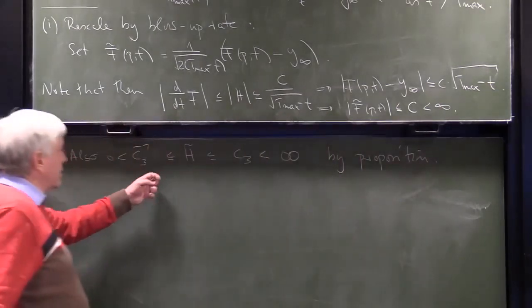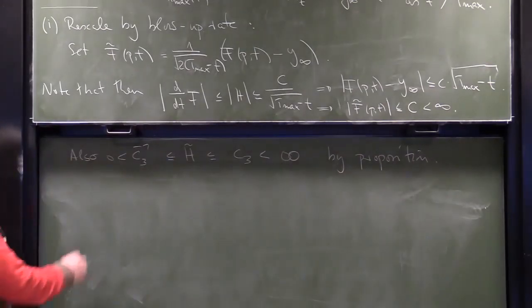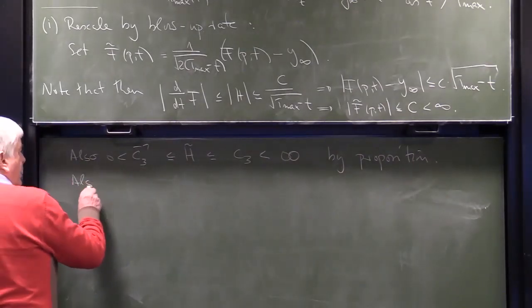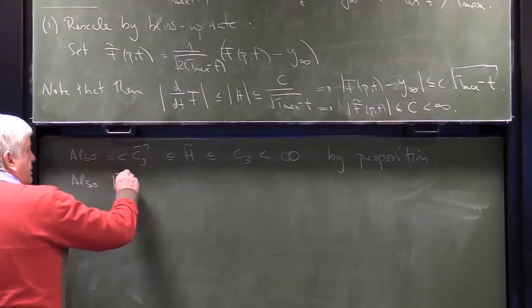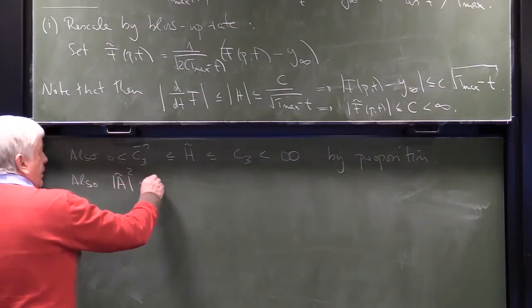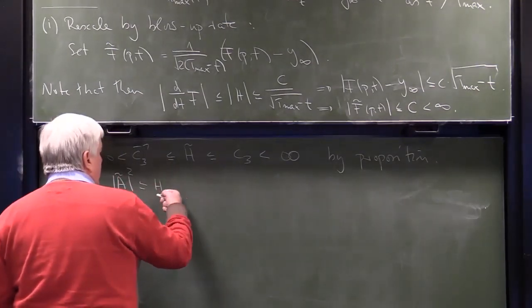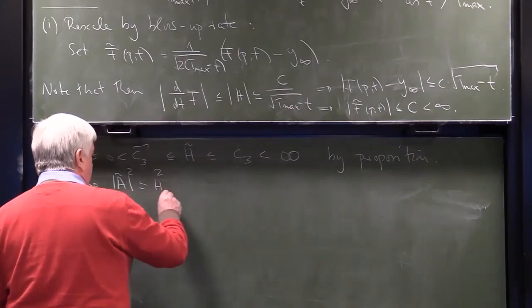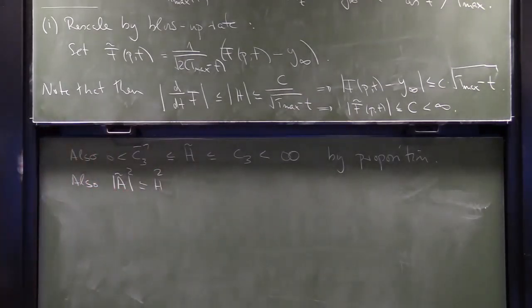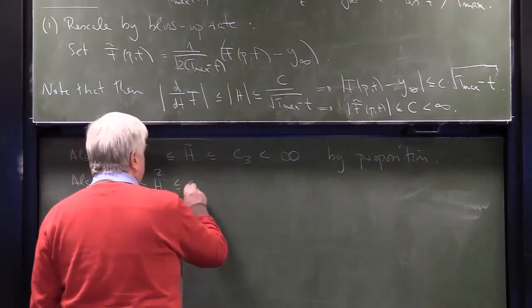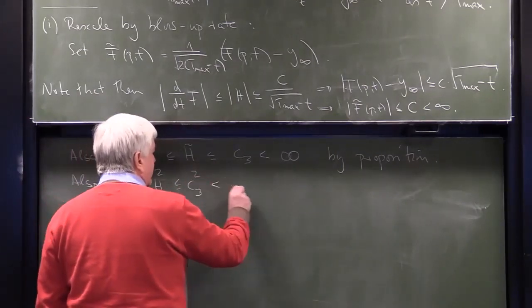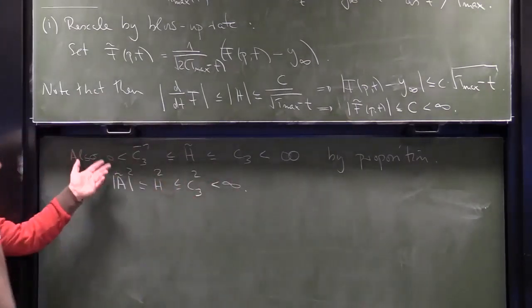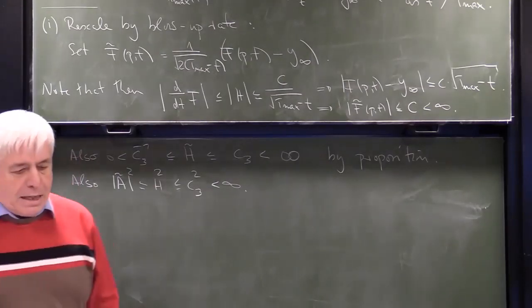On the other hand, the second fundamental form is by convexity bounded by h squared. So this is also bounded by C3 squared. So we have bounded curvature.